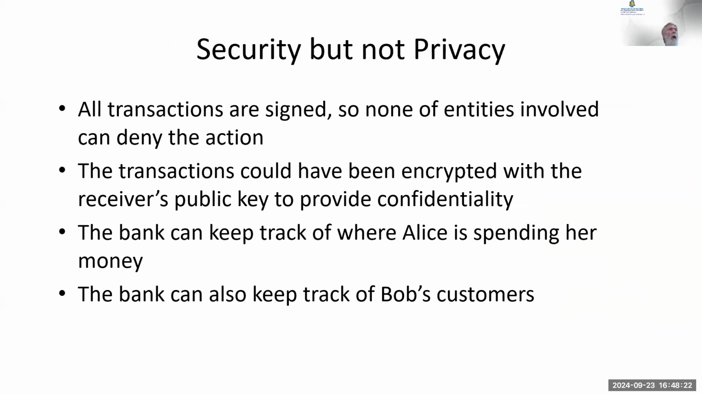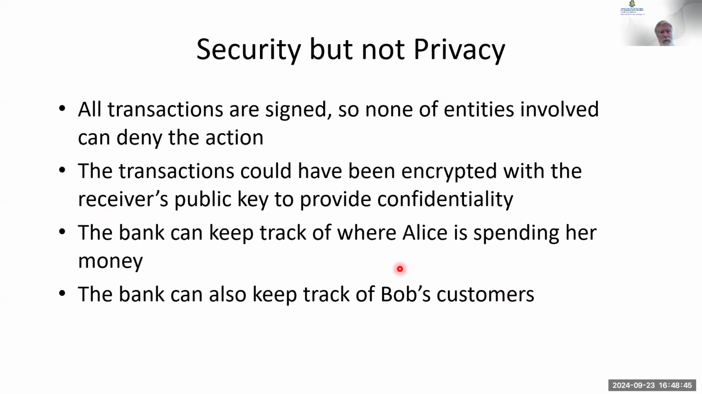Okay, all the transactions were digitally signed, so nobody can deny they got them. Everybody's sure that it came from the proper source. I didn't show any encryption. We could have encrypted all of them for confidentiality, encrypting them with the receiver's public key. So if Alice is sending a message to the bank, she would encrypt it with the bank's public key.